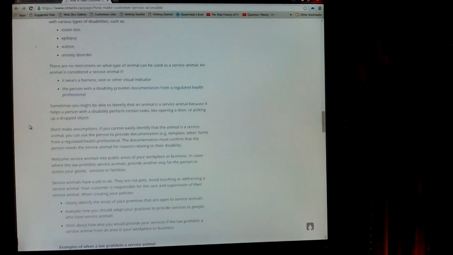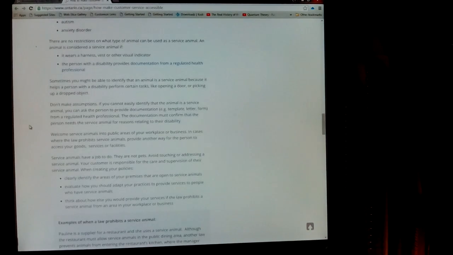Sometimes you might be able to identify that an animal is a service animal because it helps a person with disability perform certain tasks like opening a door or picking up a dropped object. Don't make assumptions. If you cannot easily identify that the animal is a service animal, you can ask the person to provide documentation, for example, template, letter, form, from a regulated health professional. The documentation must confirm that the person needs the service animal for reasons related to their disability.